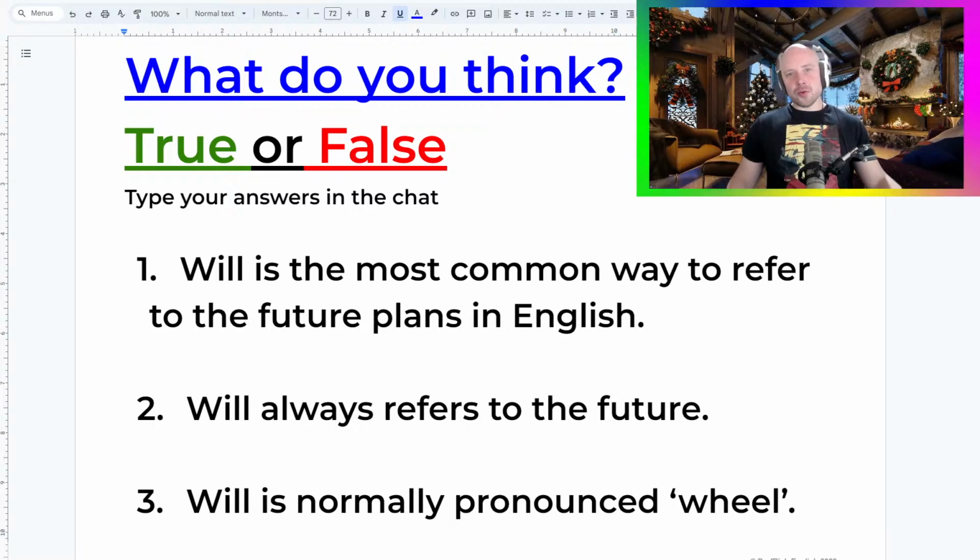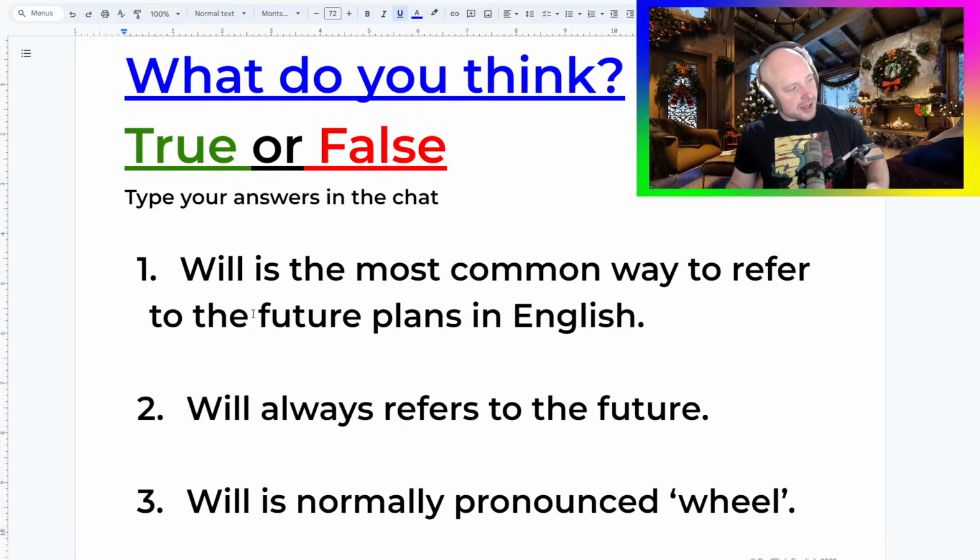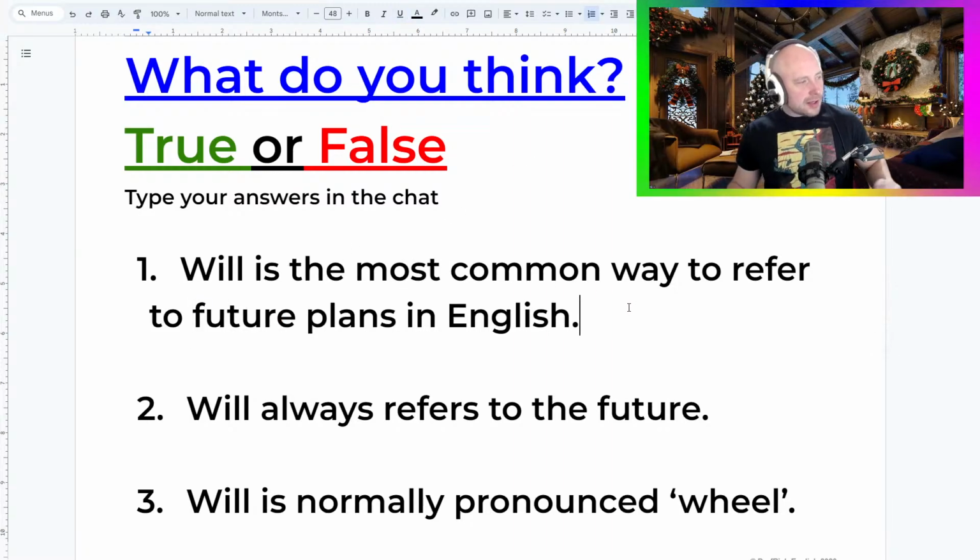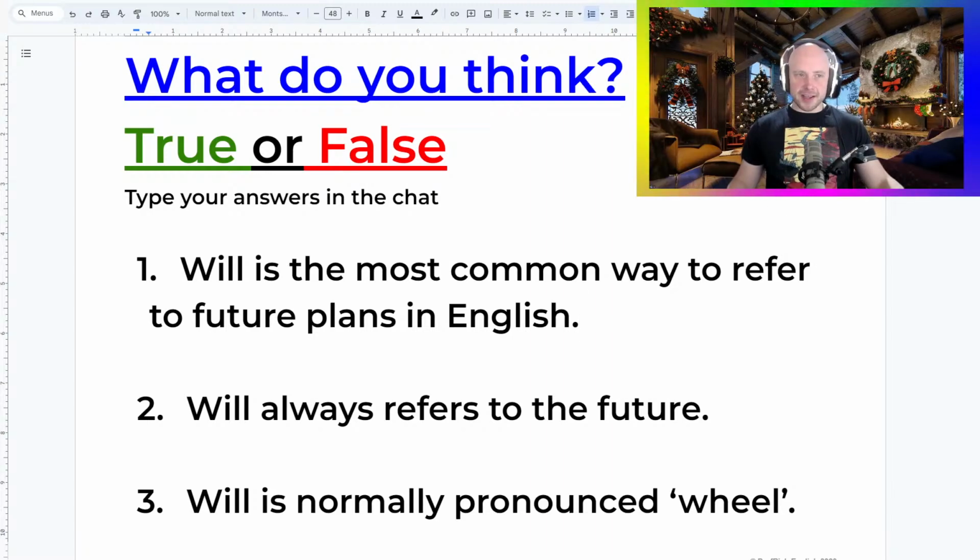The quiz is true or false, and I'd like you to type in the chat which ones you think are true and which ones you think are false. We'll start with number one. Will is the most common way to refer to future plans in English. Number two, will always refers to the future. And number three, will is normally pronounced wheel.